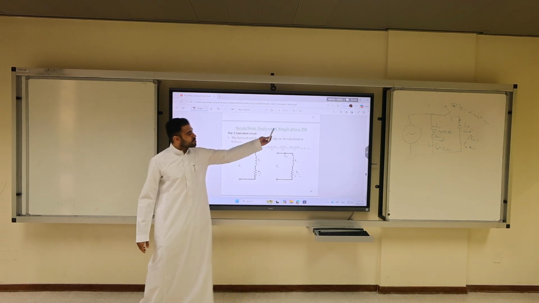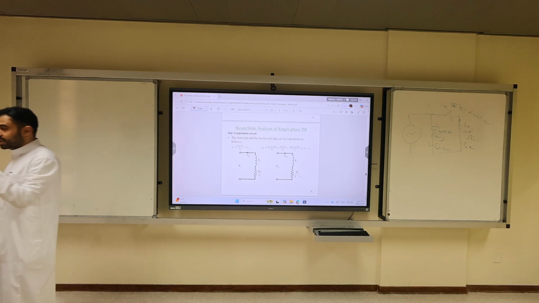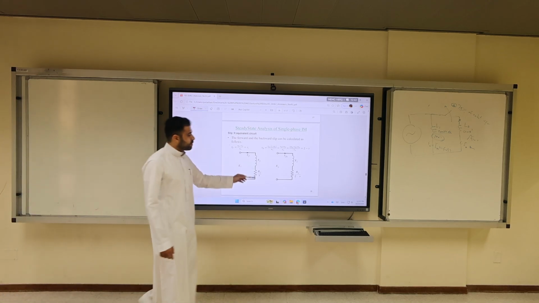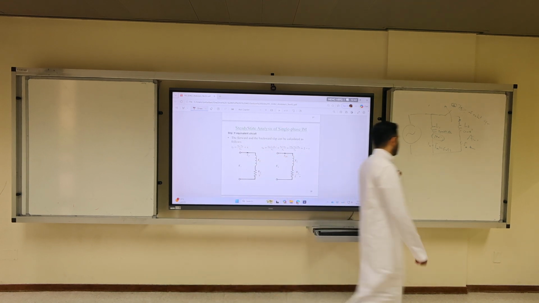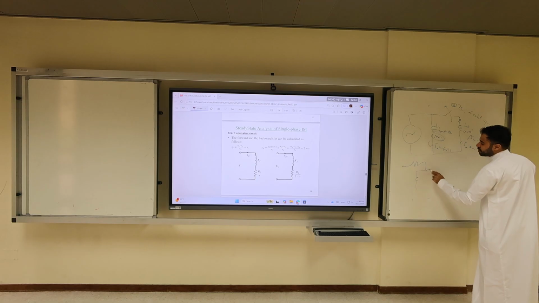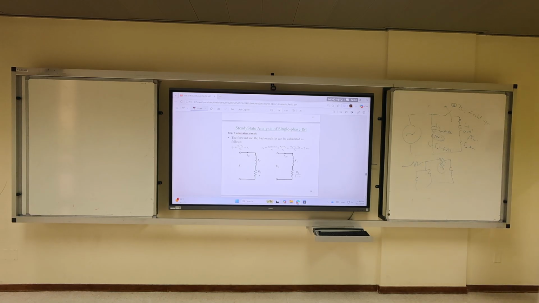Steady state analysis of single phase. Now, let's develop the equivalent circuit. The equivalent circuit is not that easy. But let's start with the rotor side. Do you remember in E360 or here, the circuit used to be like this, and then we have the windings, and then we have R2 over S. You remember this?